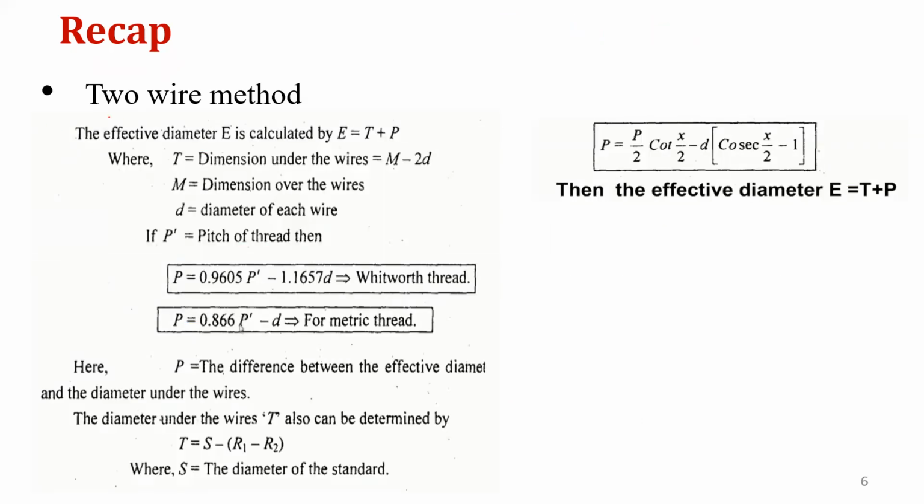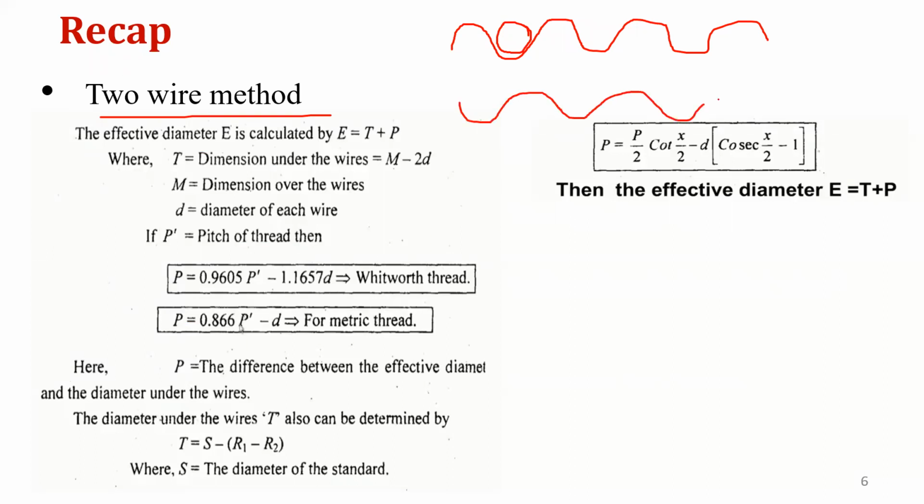And then we discussed the 2-wire method. In this we use 2 wires. One is placed here, and another one is placed opposite of the grooves. This is the measurement under the wires, that is T, and this is the measurement over the wires, that is capital M.